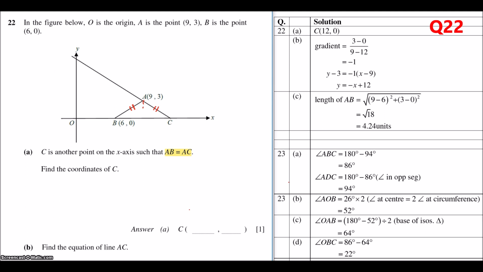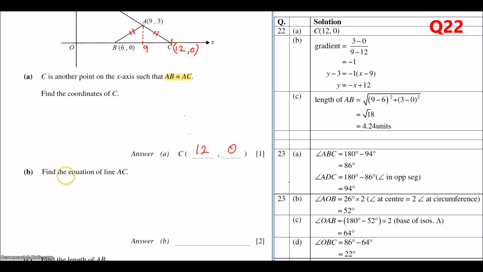Actually, the answer is already staring at you, because this is one mark. If you just draw a line here, this is actually 9, because it comes from the x coordinate. So by the law of common sense, if this is 6, this is 9, a difference of 3, then obviously this is going to be plus 3 again. So this is clearly going to be 12. And so it's 12, 0, because it's on the x-axis. So next question, equation of line AC.